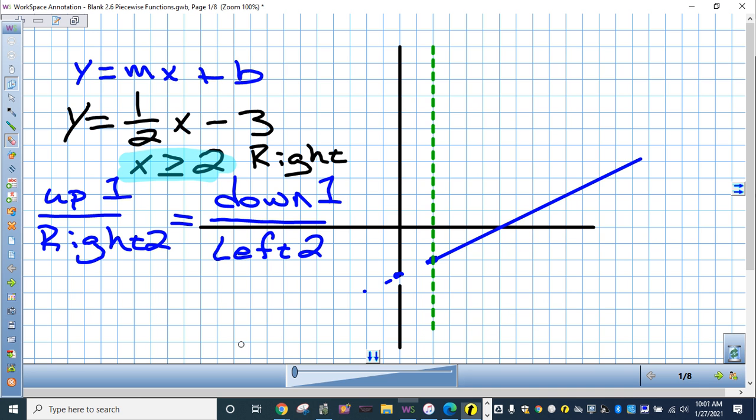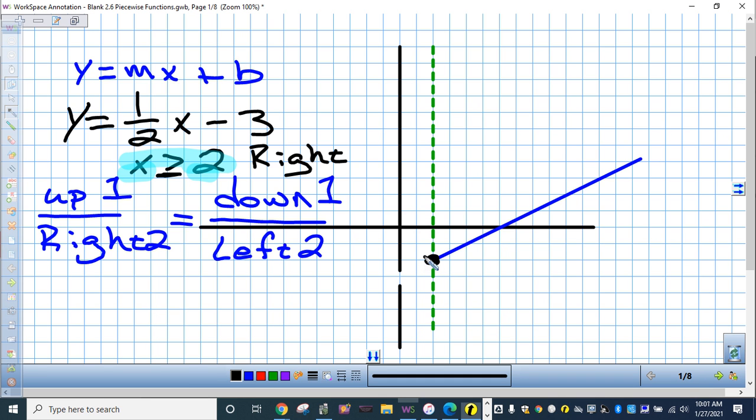This says equal to, that I just erased, says equal to. So when it's equal to, we have a solid dot right there. If it were just greater than, we would have an open dot there. Okay, so that's graphing a part of one line.